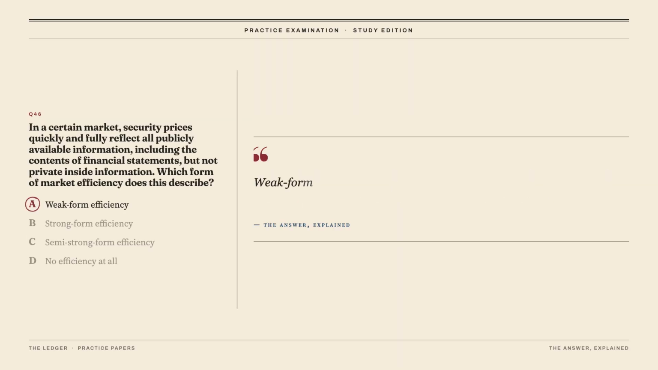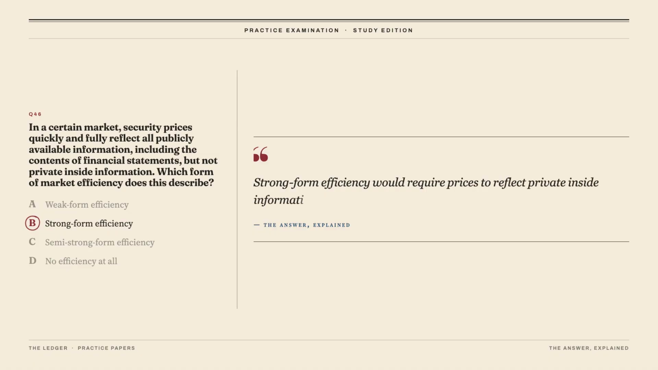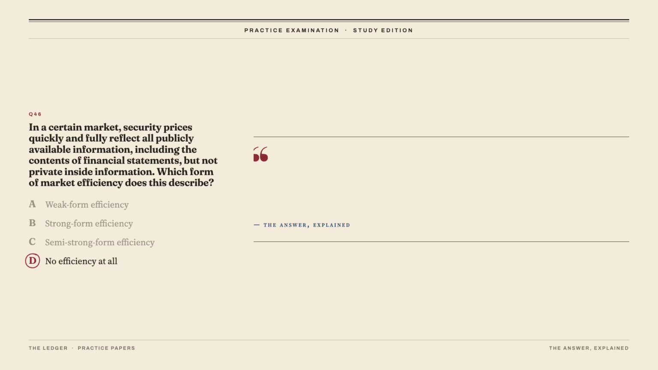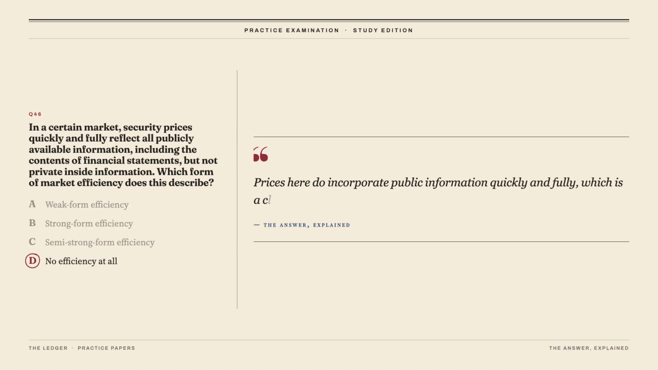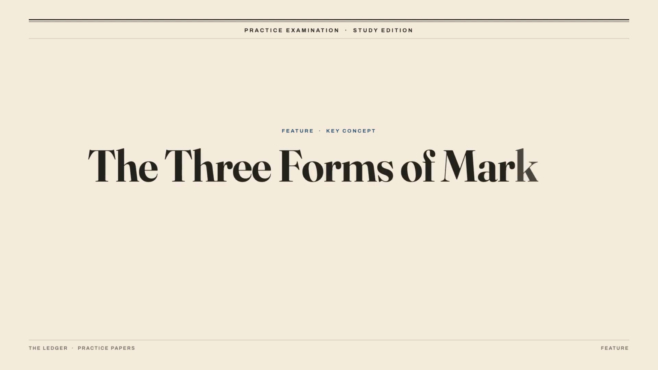A is wrong because weak form efficiency covers only past price and volume data, a narrower information set than all public information. B is wrong because strong form efficiency would require prices to reflect private inside information as well, which the scenario explicitly excludes. D is wrong because prices here do incorporate public information quickly and fully, which is a clear description of efficiency rather than its absence.